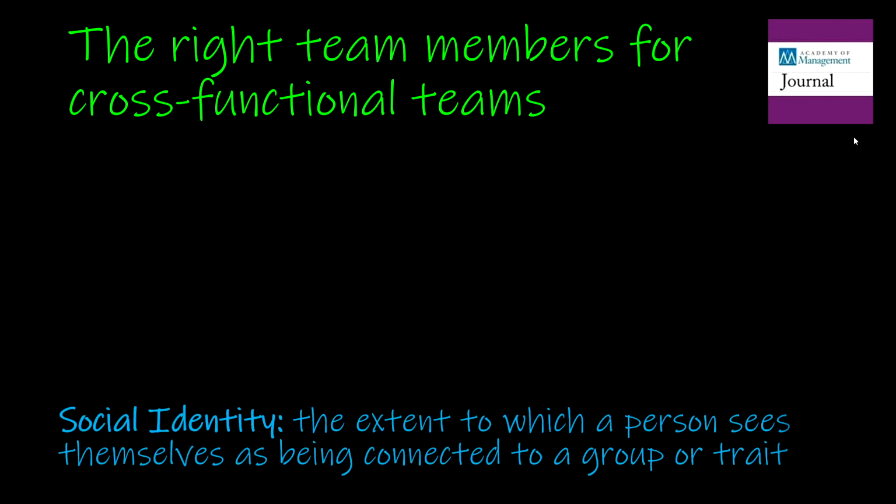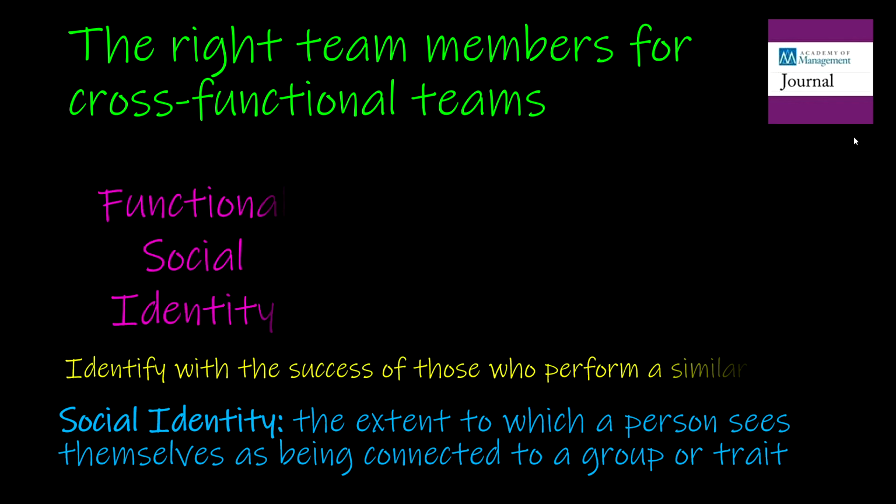And we're going to look at this through social identity theory. Now, social identity is essentially the extent to which a person sees themselves as being connected to a group or a trait. Okay, and the first aspect of social identity that we're going to look at is what we call functional social identity. Now, this is how well you identify with the success of those who perform a role similar to you. So, for example, if you are an engineer, do you identify with the success of other engineers? When other engineers succeed, do you feel like you've succeeded? Do you feel like your success is something that helps all engineers?